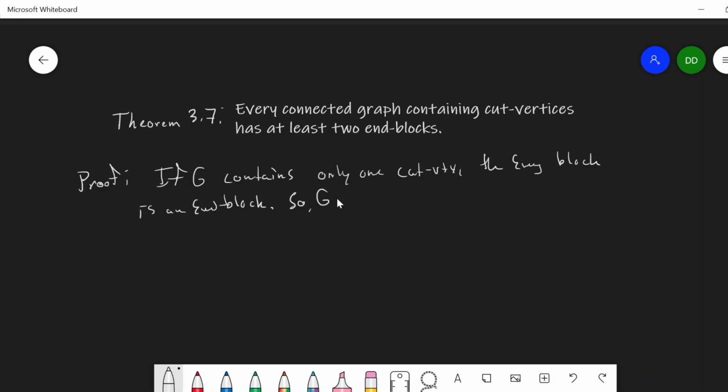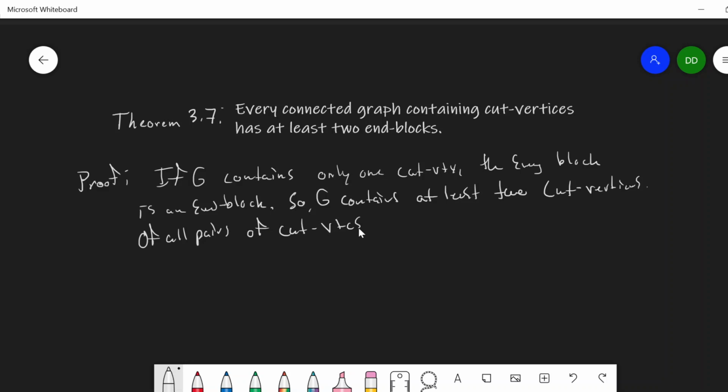So G contains at least 2 cut vertices. Of all pairs of cut vertices, select U and V such that the distance from U to V is the maximum.